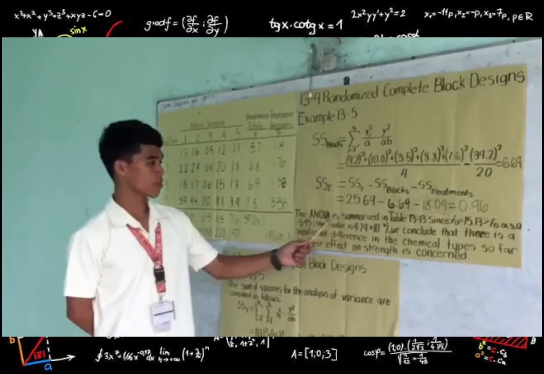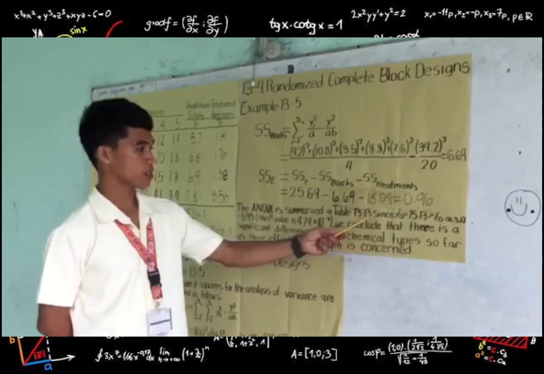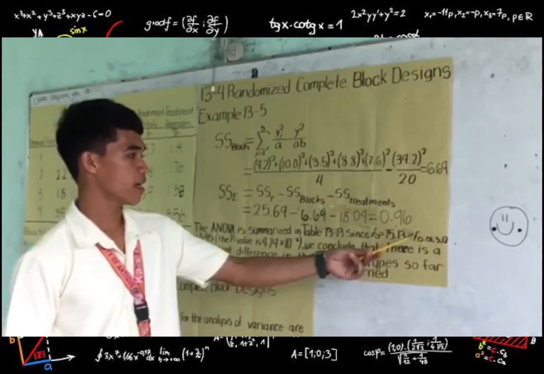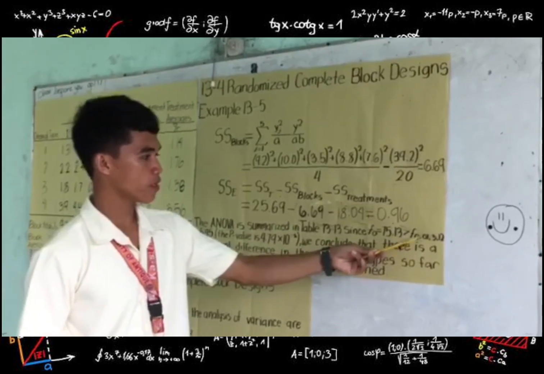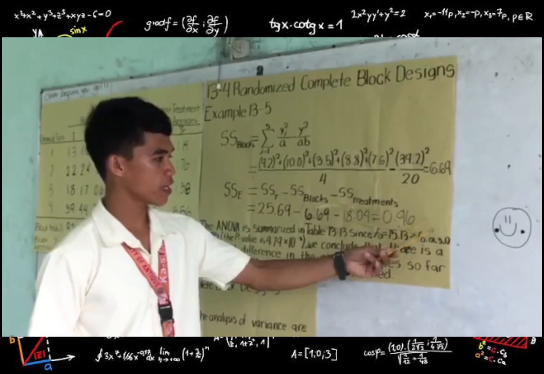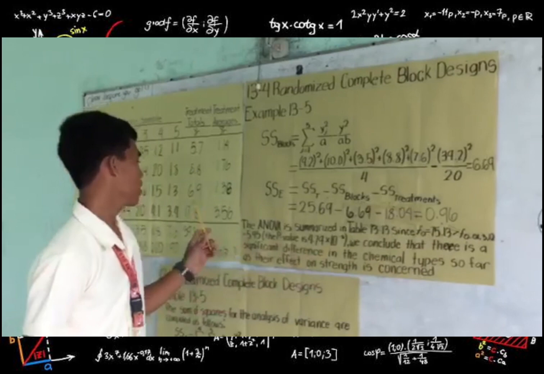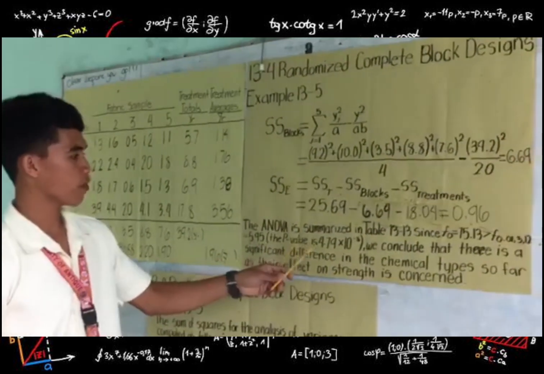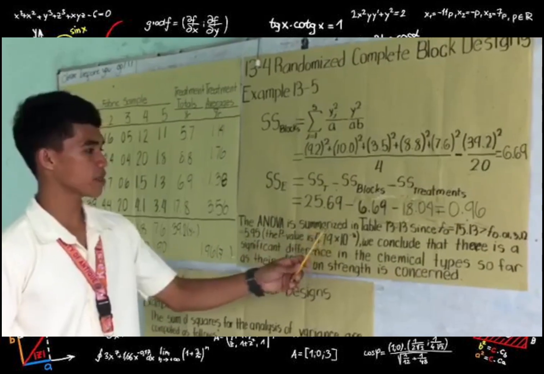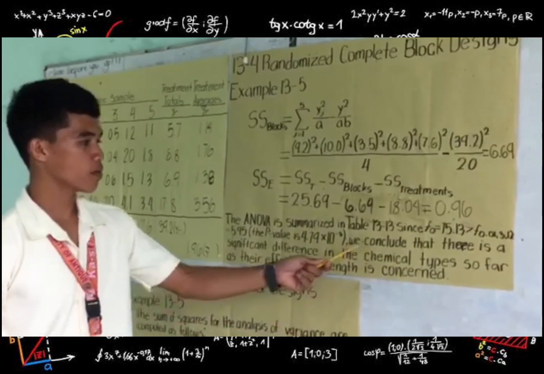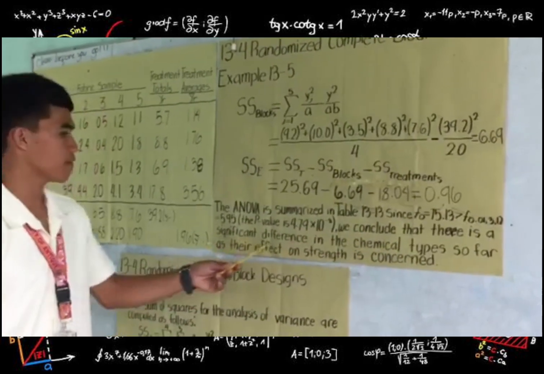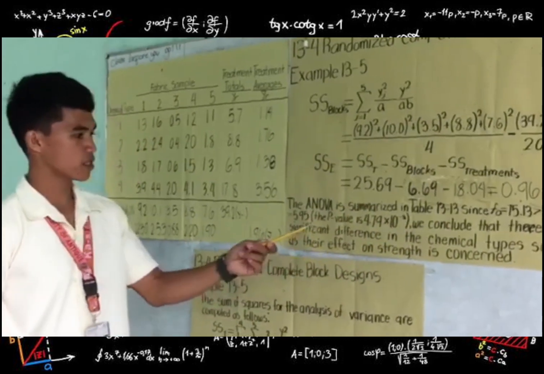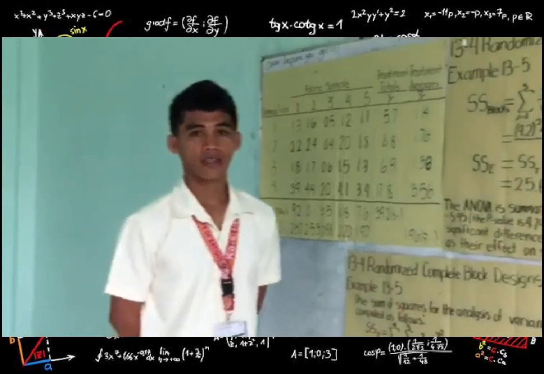The ANOVA summary is in the table. Since F0 is equal to 75.13, greater than F 0.01, 3 and 12, which is equal to 5.95. The p-value is 4.79 times 10 raised to negative 8. We conclude that there is a significant difference in the chemical types so far as their effect on strength is concerned. Thank you.